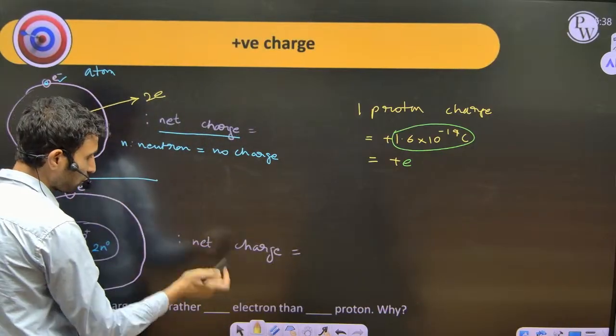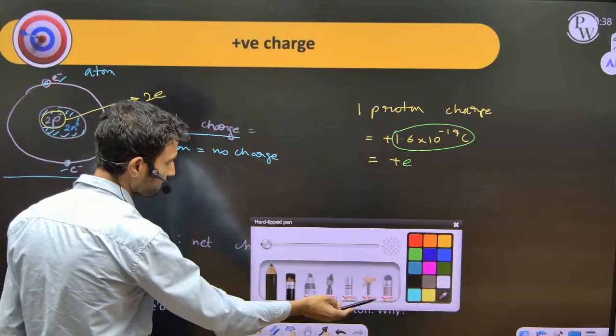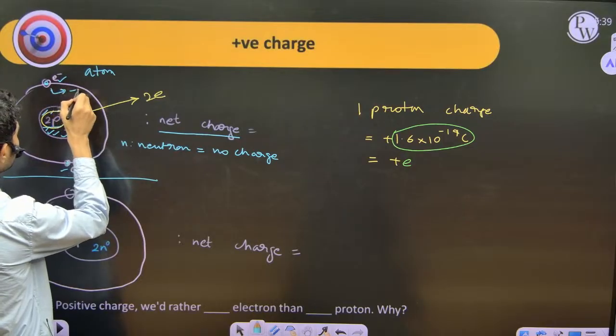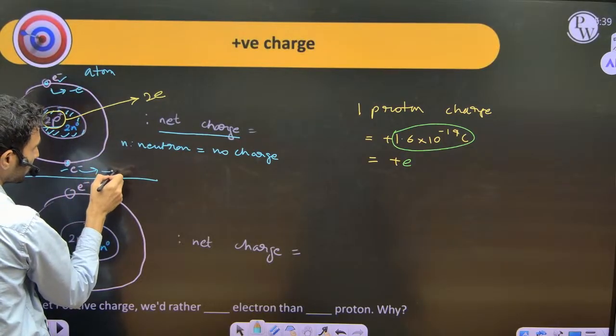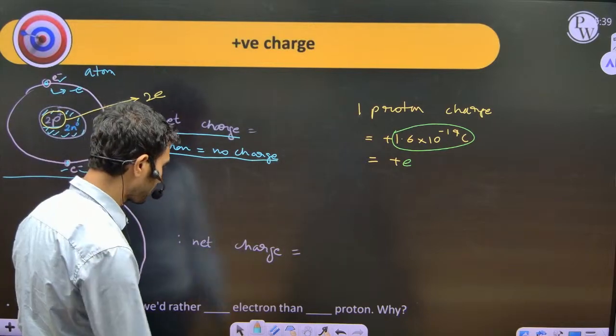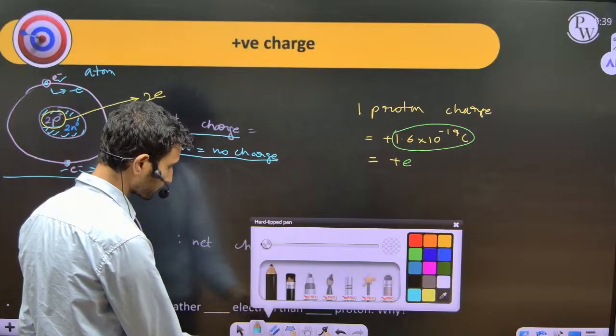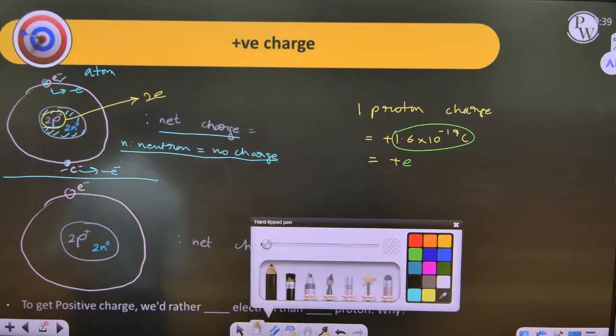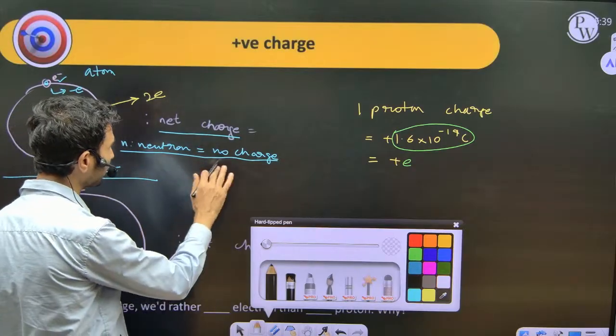Correct? And what about two electrons, how much charge will they have? This fellow will say I have minus e charge. This fellow will say I also have minus e charge. And neutrons, as I said, are useless. They have got no charge, right?